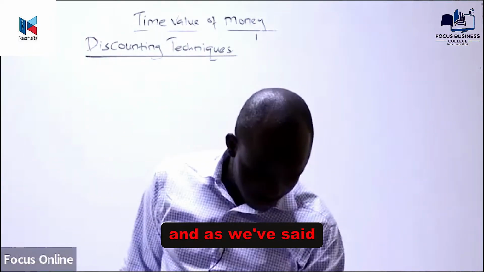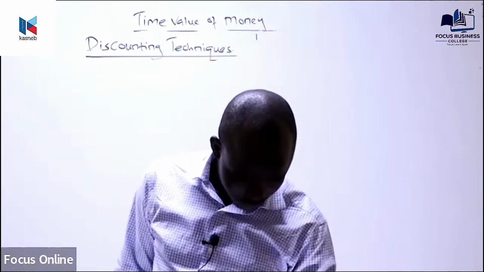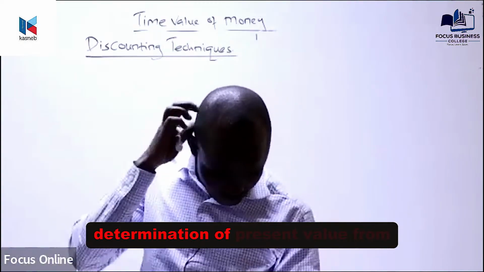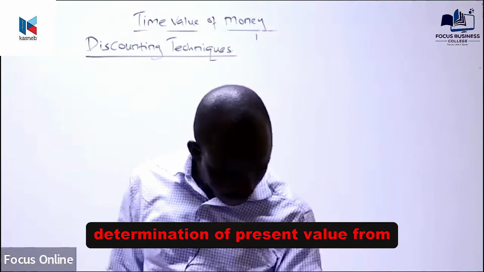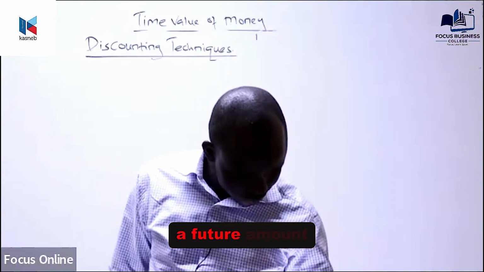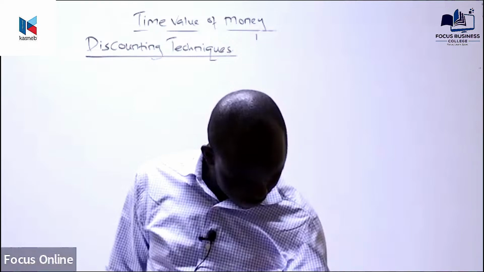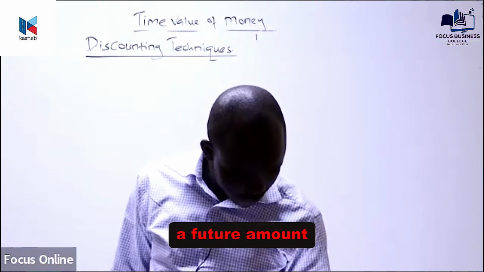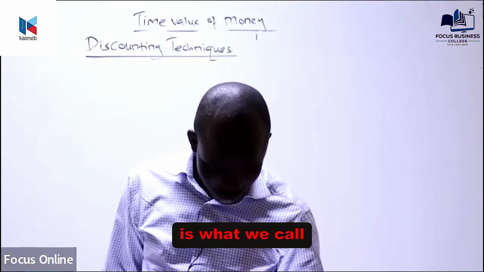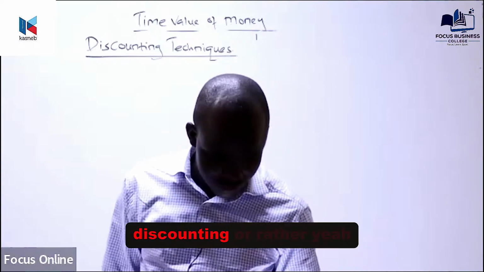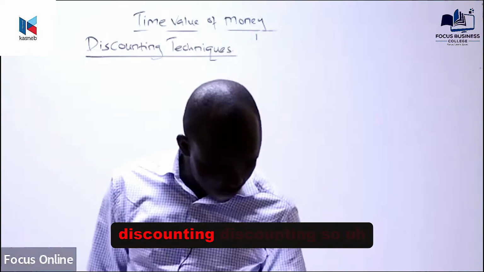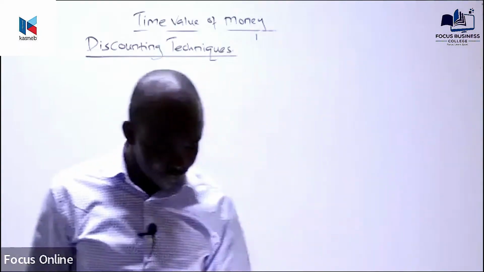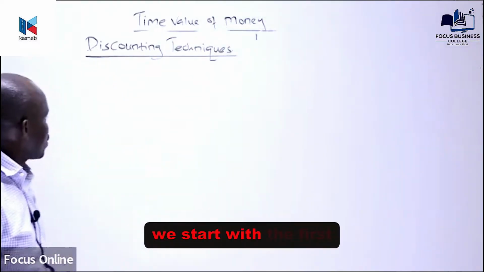And as we've said, discounting is the determination of present value from a future amount. Determination of present value from a future amount is what we call discounting. So we start with the first one.